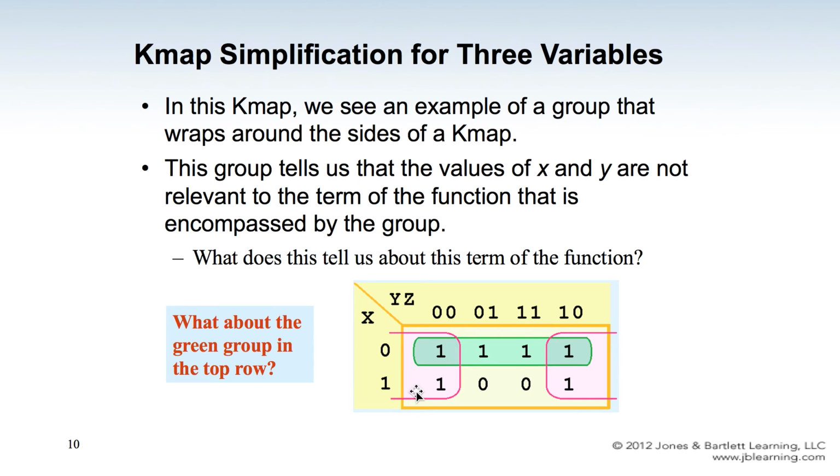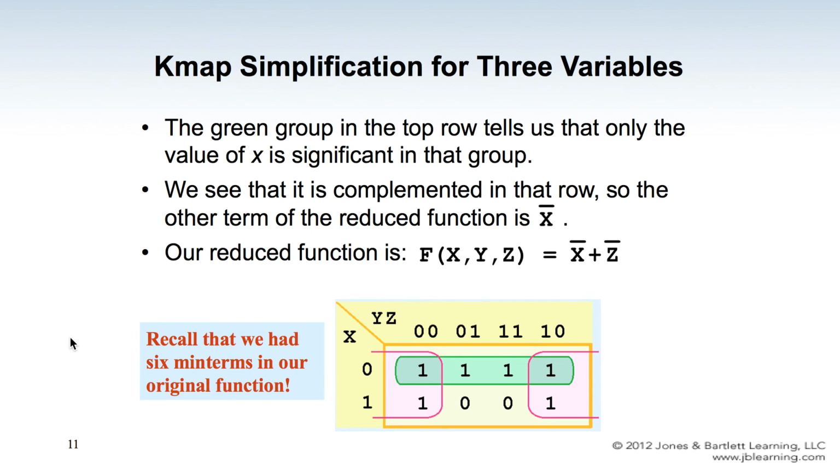The second group right here, we also can see that the value of x is changing and only the value of z is not changing. So we can see that x and y in the wrapping group right here are not relevant to the term of the function encompassed by the group. Okay, so from the discussion right here, we can see that the function can be simplified into two terms only.